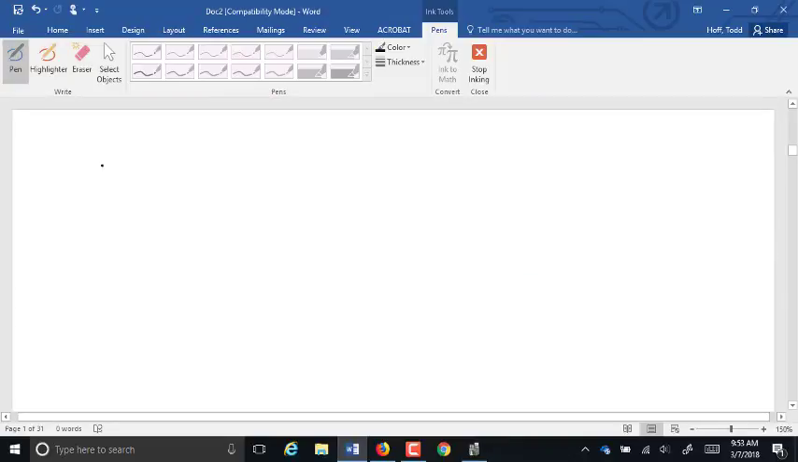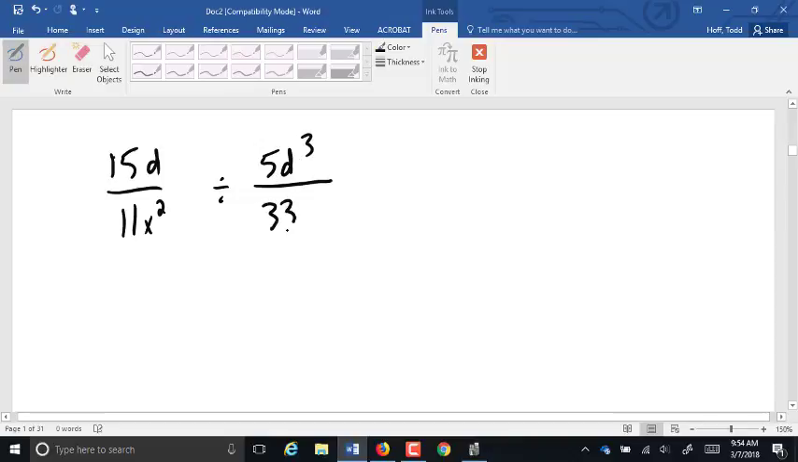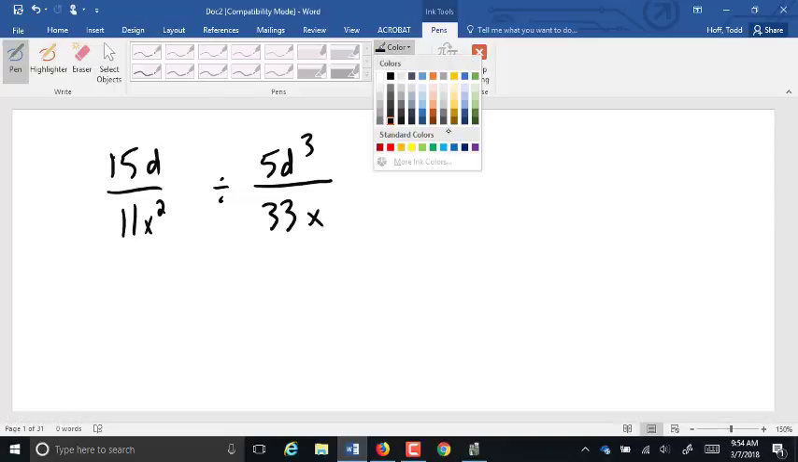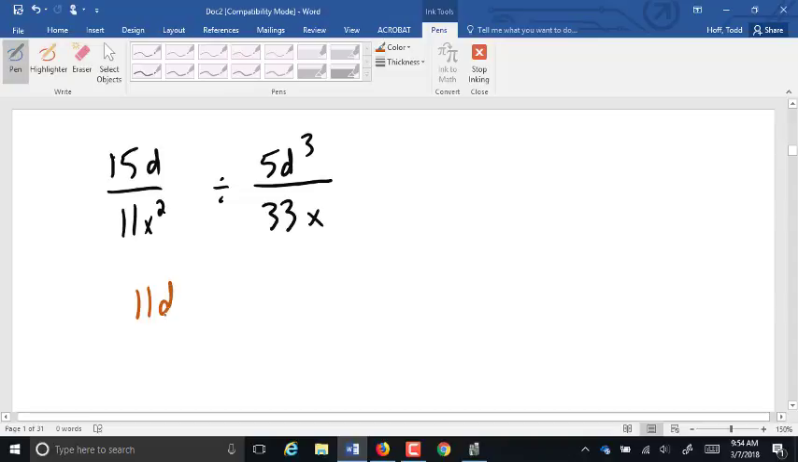We can divide. How would that work? 15d over 11x squared divided by 5d to the third over 33x. Now, of course, the first thing we have to do here is rewrite it. First fraction does not change. It becomes multiplication, and the second fraction, we do the reciprocal. We flip it over. So it's 33x over 5d to the third.